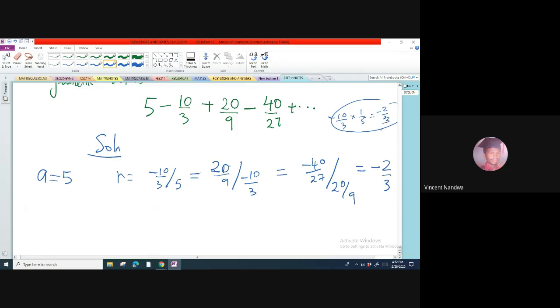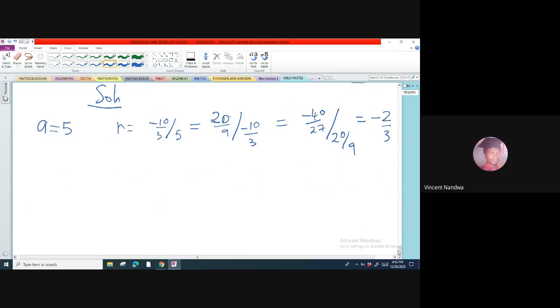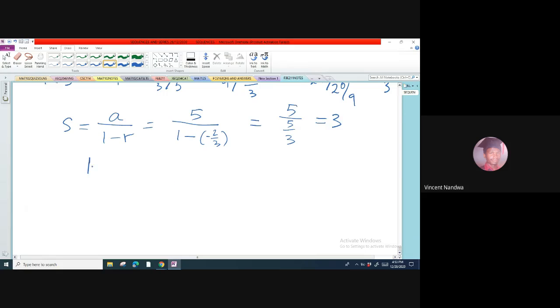So now S will be given by a over 1 minus r, which is 5 over 1 minus negative 2 over 3, which will be 5 over 5 over 3, which is 3. So remember, we were lucky to use this formula because this r has absolute value less than 1.